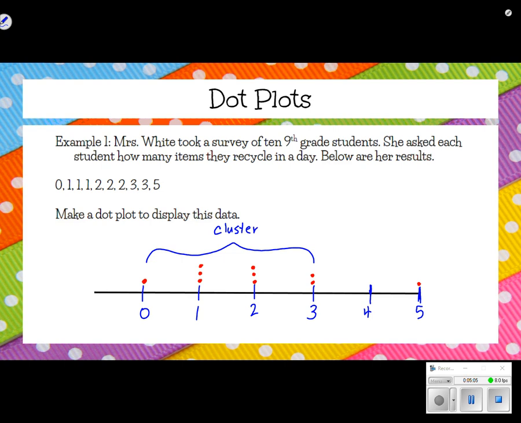And then right in here where 4 is, this is a gap. So that's just kind of the vocabulary that goes along with that. And then 5 isn't like a little cluster by itself. It's almost like an outlier, almost, but not quite. We wouldn't probably go that far, but it is kind of separated from the cluster group by that gap.